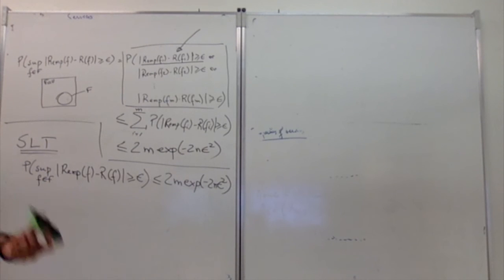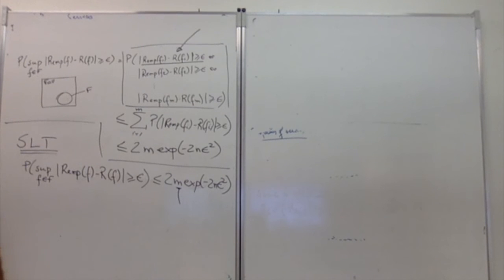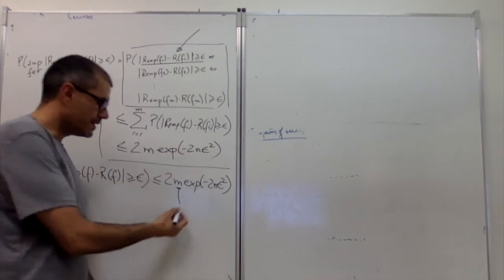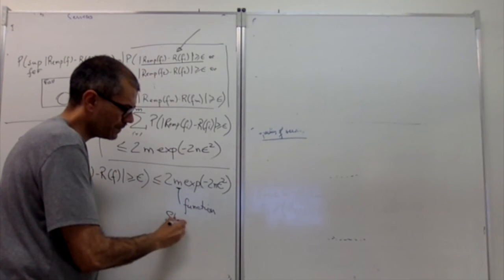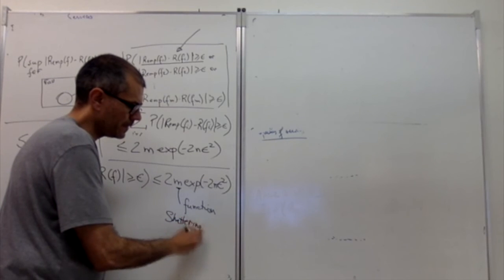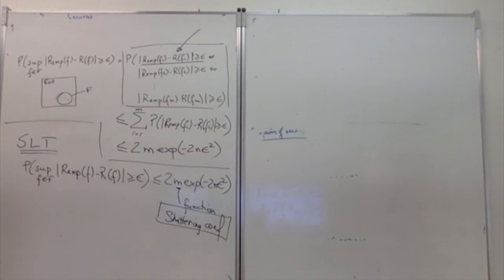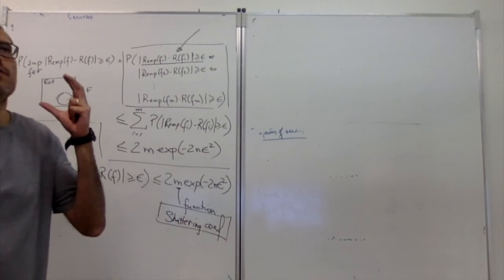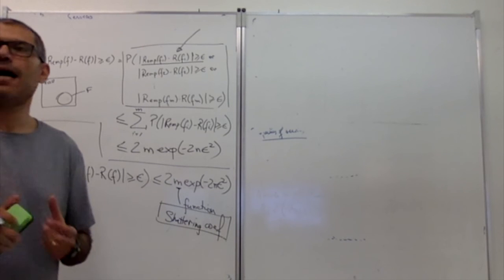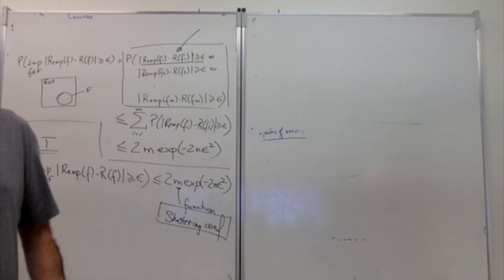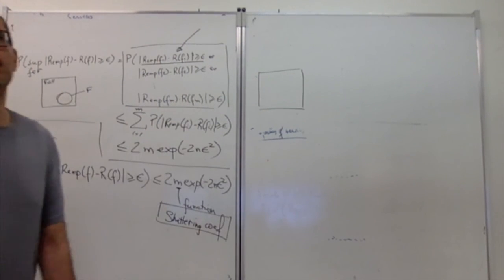And as I discussed previously, this m is going to be a function, and that function is called the shattering coefficient. The shattering coefficient, in my opinion, is the most important thing we have in machine learning. This is the most important function to pay attention to, because that's going to somehow define my bias. It's going to tell me how big my bias is, and that's what we're going to discuss today, basically.